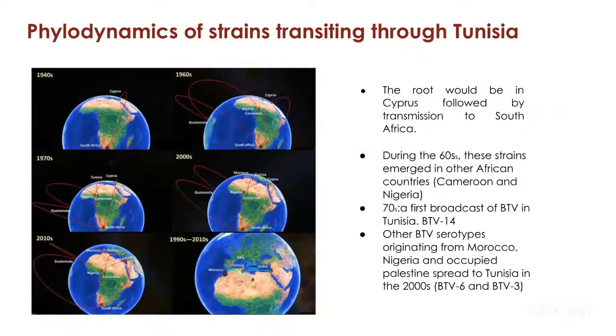By trying to retrace the phylodynamics of these strains, through Google Earth, we revealed that the root of all the data sets we collected would be in Cyprus, followed by a transmission to South Africa. During the 60s, these strains emerged in North Africa and other African countries like Cameroon and Nigeria. Only in the 70s did BTV arrive in Tunisia, namely BTV14 as serotype. Other BTV serotypes originated from Morocco, Nigeria, and also from occupied Palestine, and spread in Tunisia in the 2000s, with the two strains BTV6 and BTV3.